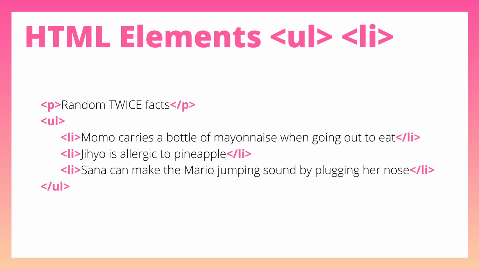A second type of list is the unordered list. These are wrapped with the UL elements, and these are typically rendered as bullet points.